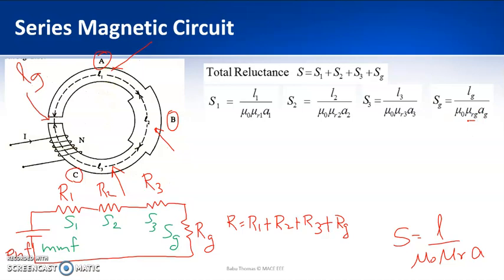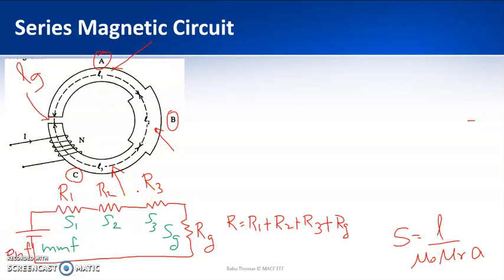These areas are nothing but the cross-sectional areas. And the lengths are the mean lengths. It is neither the outside circumference nor the inner circumference which you are taking; it is the mean length you are calculating. In the case of a circular one, and in the same way if you are having a square or rectangular portion, you will be taking the mean length.